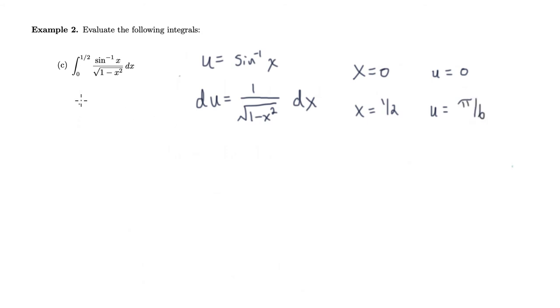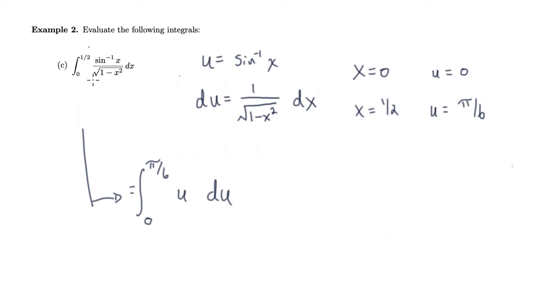Okay, but now look what happens. This is awesome. So we have the integral from u equals 0 to u equals pi over 6. And then sine inverse of x is u. And then dx times 1 over square root of 1 minus x squared is du. So everything gets absorbed back by reversing the chain rule.